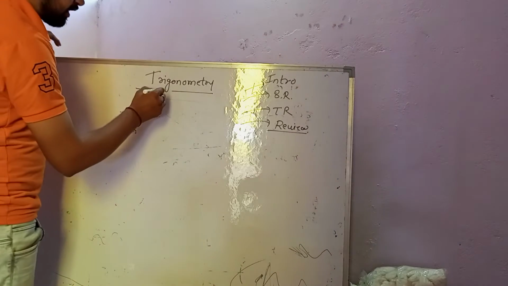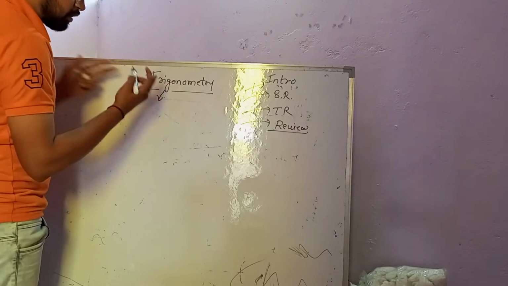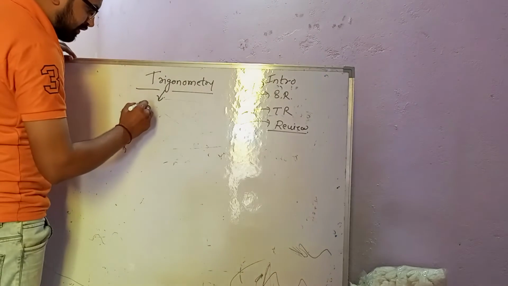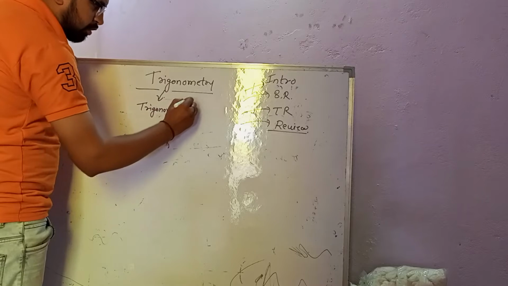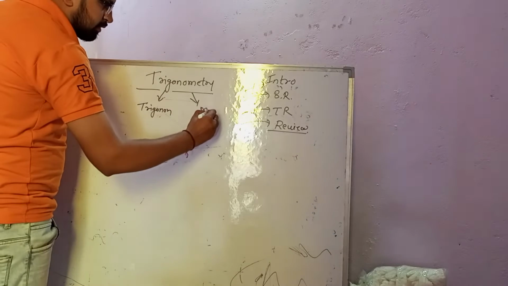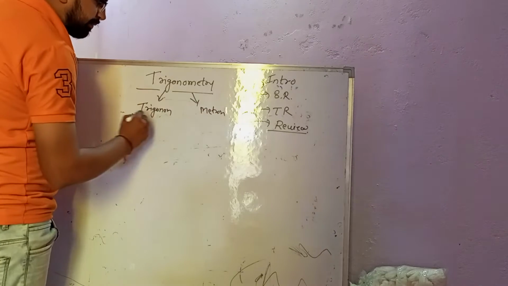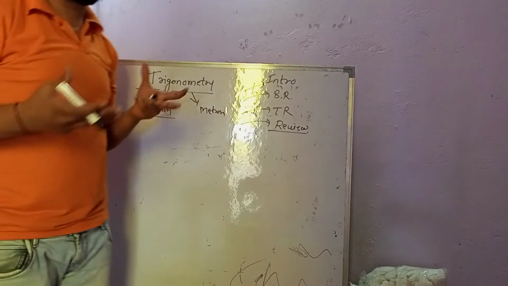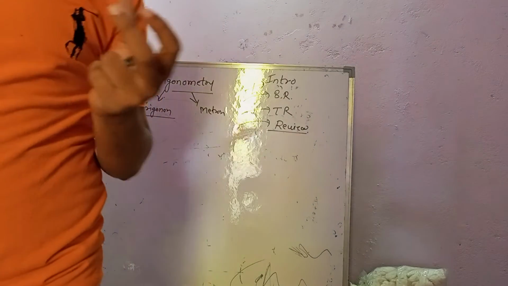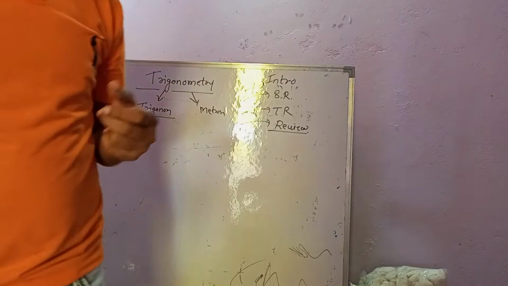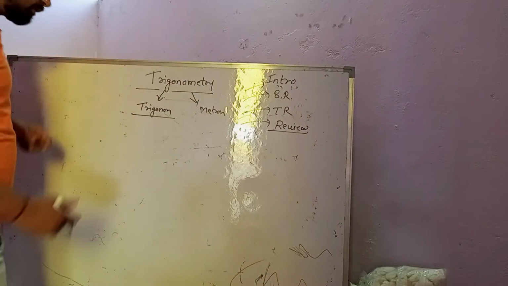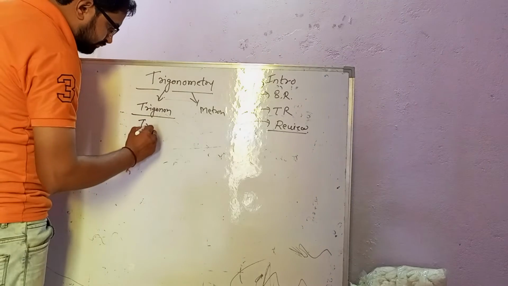So trigonometry is basically derived from the Greek word. You can break trigonometry into two parts. First is tri-gonon and second is metron. The meaning of trigonon is something which has three sides. So can you tell one name of a geometrical figure which has only three sides? Yeah, you are correct. It's a triangle.